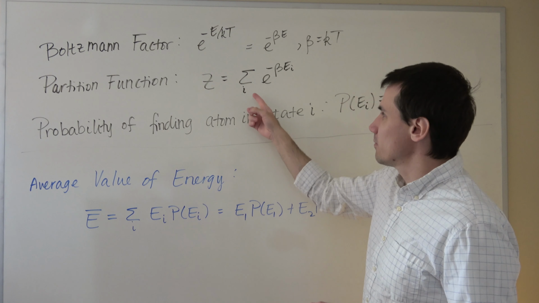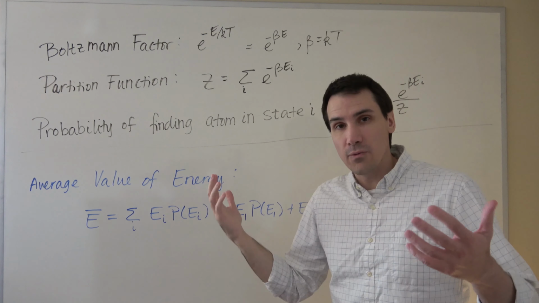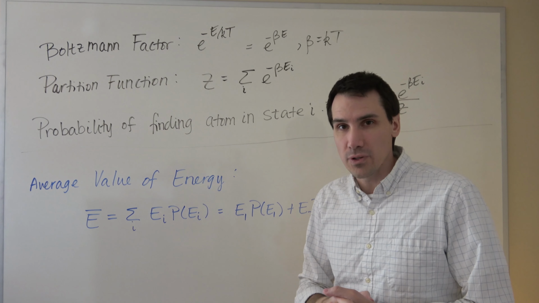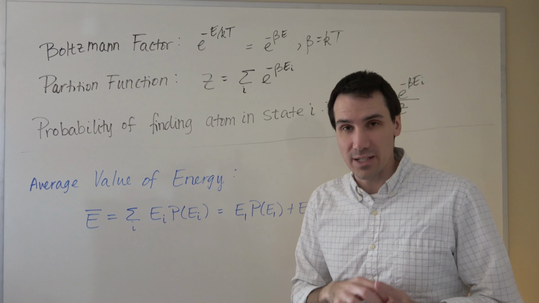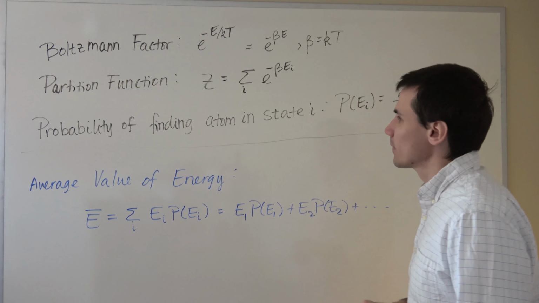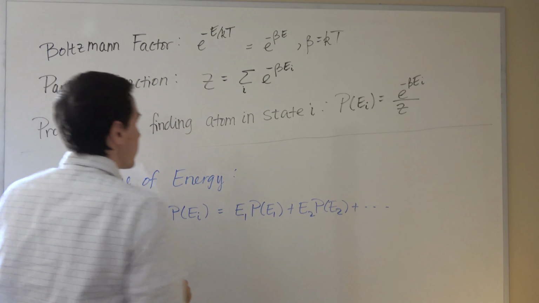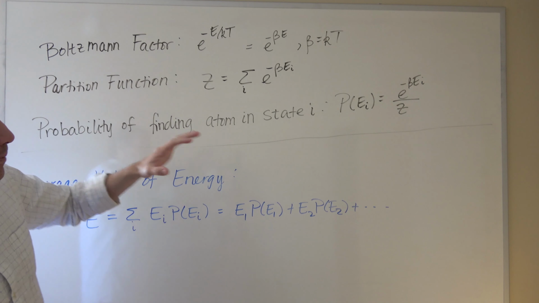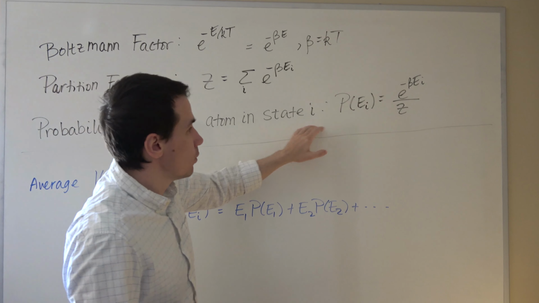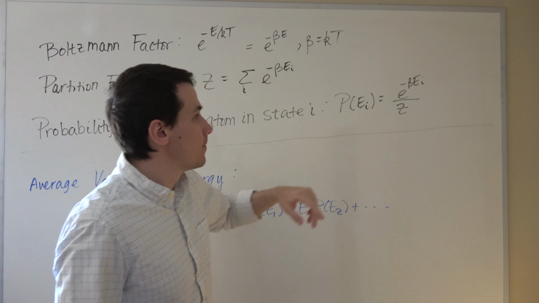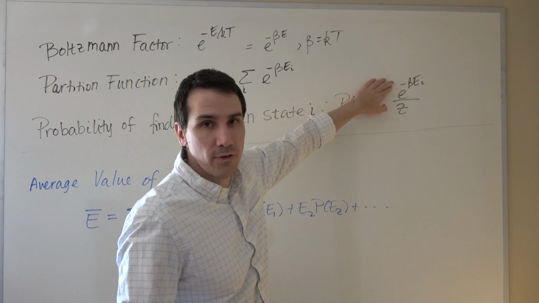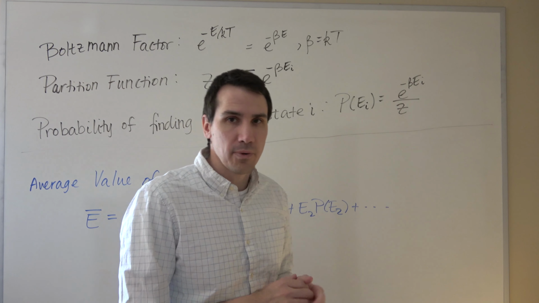So we're going to sum from i equals 1 to n, where n is the number of states that are available to our system. Okay, and now the probability of finding an atom in a particular state i, which has some energy E sub i, is simply the Boltzmann factor for that state divided by the partition function.